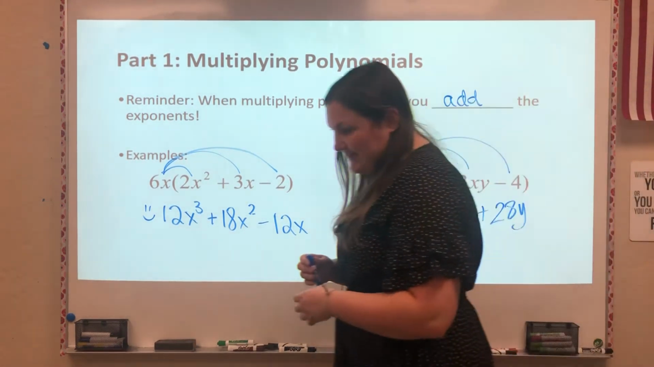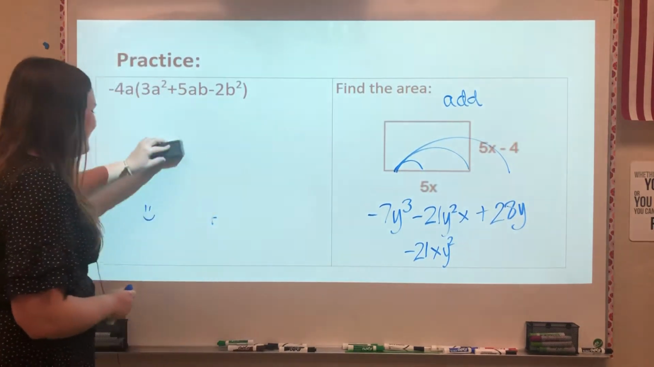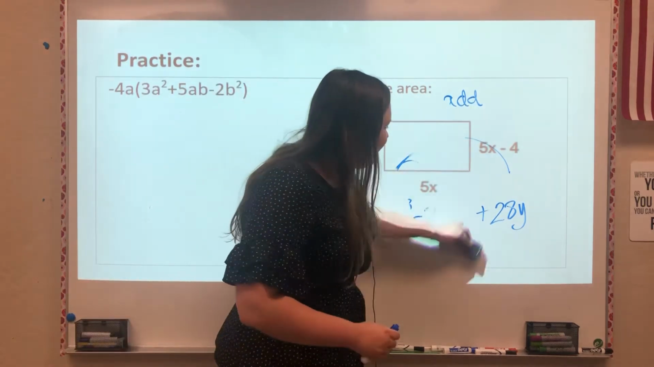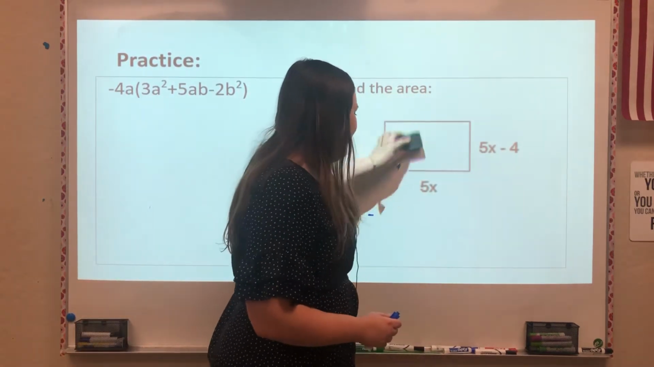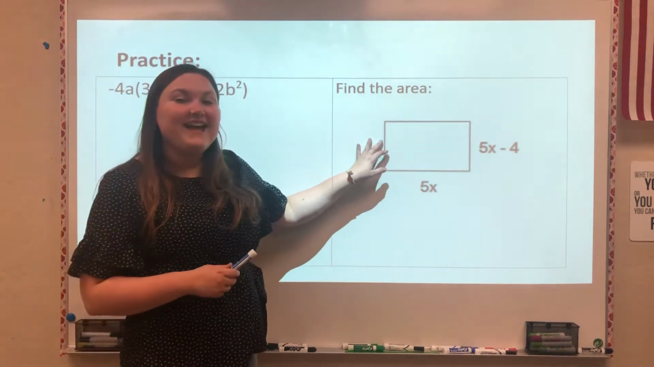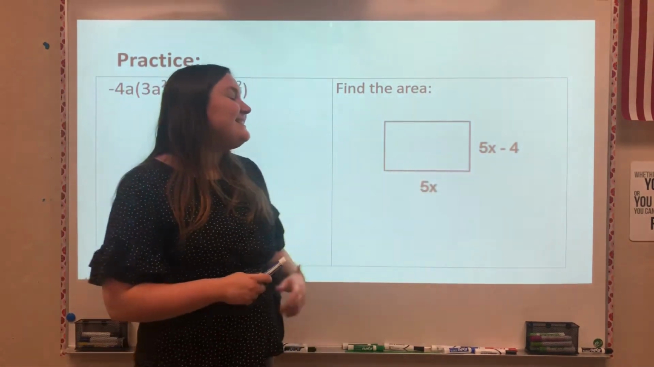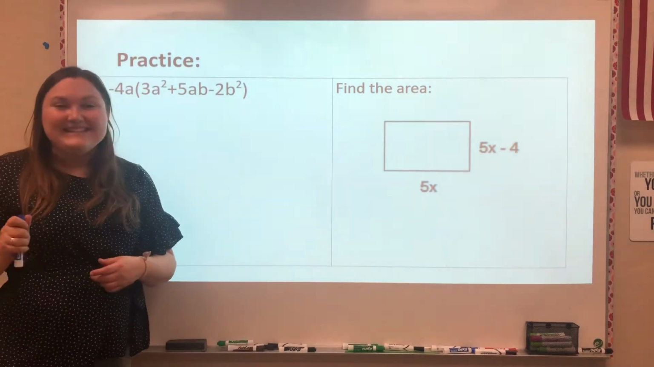These were my two examples I've got. I'm going to erase all of this so you can try your two practice problems. The first one looks pretty similar to what we were just doing. It says negative 4a times 3a squared plus 5ab minus 2b squared. The second one says find the area. I'm giving you a rectangle. One side says 5x and the other side says 5x minus 4. Find the area.